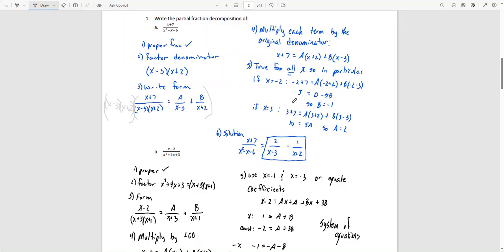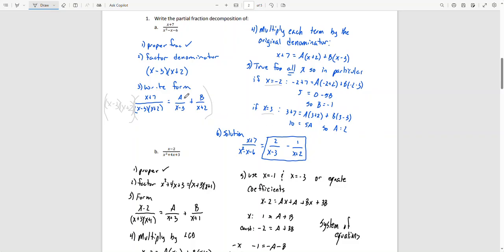Also, for all x, so why not let x be 3? Notice these two values I chose are the exact values that make our factors equal to 0. We can't use them over here. They're definitely not a part of this equation, but they're a part of this equation. So if x is equal to 3, 3 plus 7, A times 3 plus 2, and B times 3 minus 3. 3 minus 3 is 0, so the B cancels out. 10 equals 5A, so A equals 2.